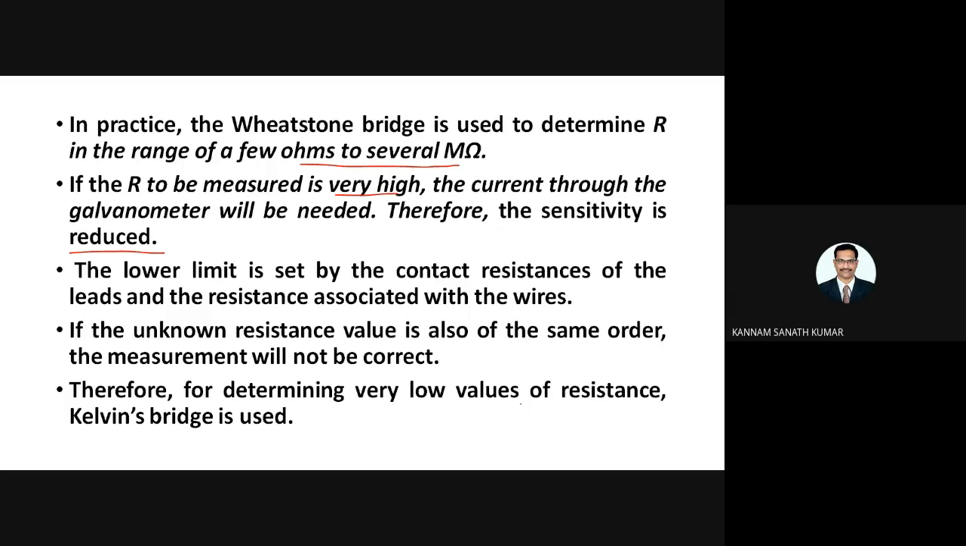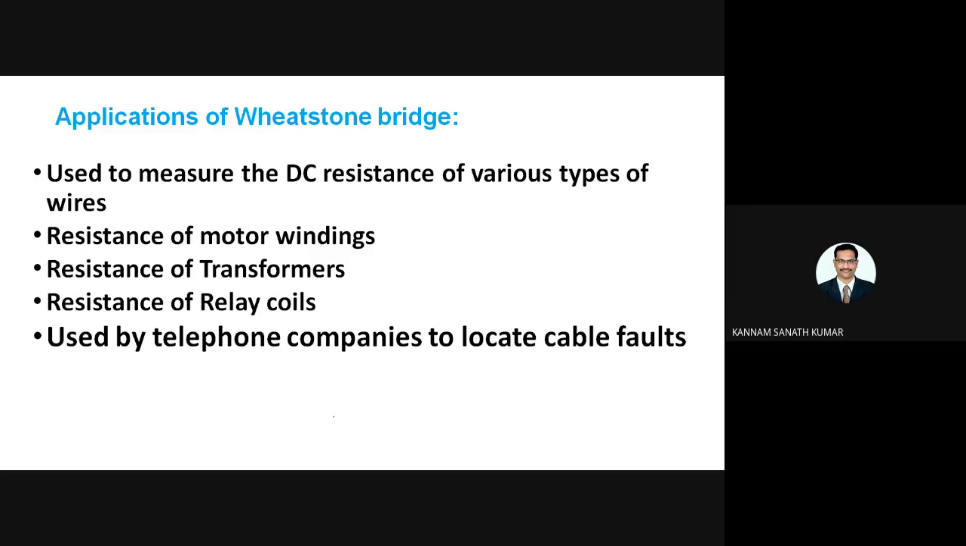Suppose you want to find a small amount of resistance, in terms of ohms. Then you need to use another type of bridge, that is a Kelvin bridge. To determine low values of resistance, you need to use the Kelvin bridge. Okay, so this is about the Wheatstone bridge.